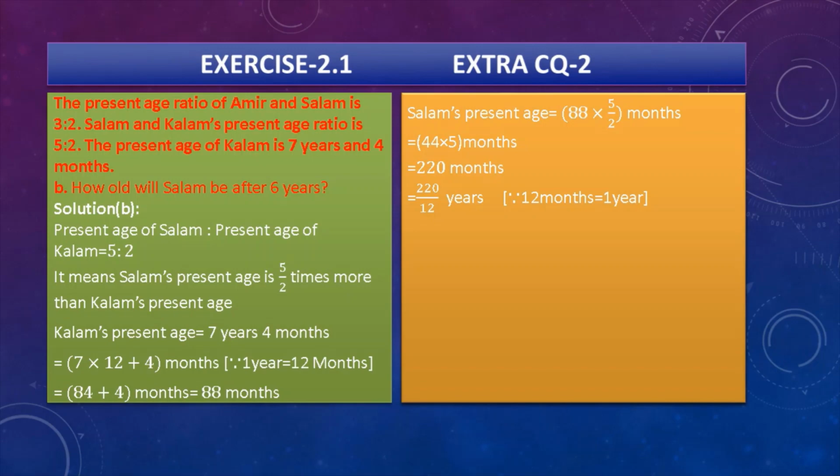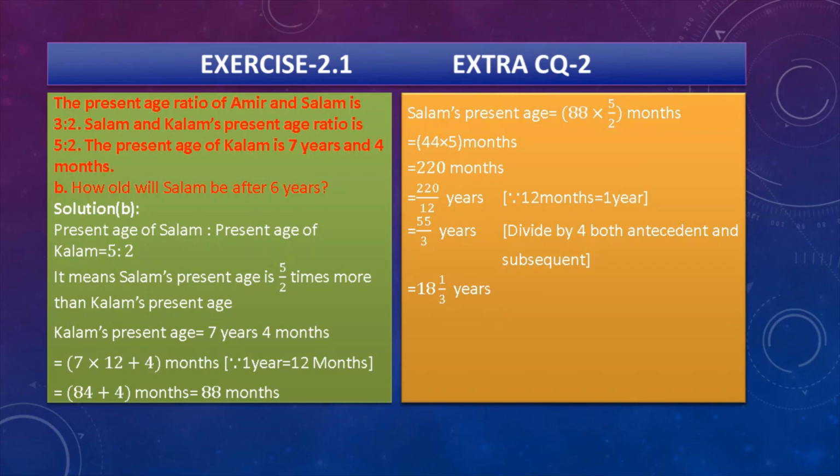But we have to convert it now to years. So 220 divided by 12, as I said earlier, that if we want to convert months to years, you have to divide. So 12 months equals 1 year. If we divide, we get 55 divided by 3 years. That is dividing both antecedent and subsequent by 4, my dear students. Now if we divide, we get 18 whole 1 divided by 3 years. That is Salam's present age.